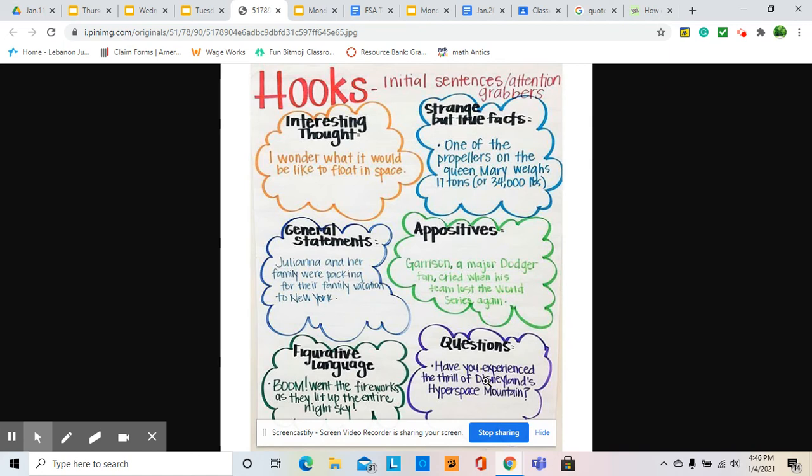Question is one that is very common. I would highly suggest that you do not use questions because that's what most people use. If we do K-prep and you write a question, that automatically brings you down to a 3 because the people who are grading the writing are tired of questions at the beginning as a hook. So try to think about interesting thoughts, strange but true facts, or general statements. These 3 are the best to use when you're writing an informational text.